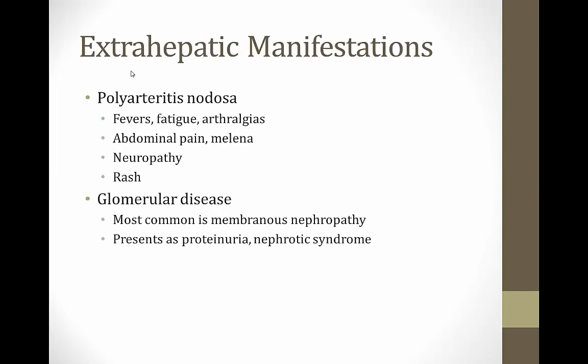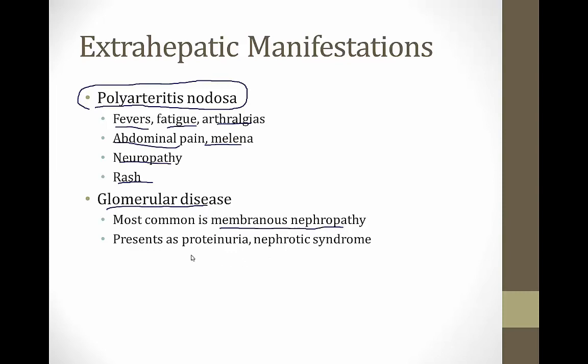There are two extrahepatic manifestations of hepatitis B that it's high yield to remember. The first one is called polyarteritis nodosa. I talk about this in the vasculitis module under the cardiology section. These patients have fever, fatigue, arthralgias. They often get abdominal pain and have melena in their stool. They will have neuropathy and they will have a rash. The second extrahepatic complication is glomerular disease. The most common presentation of glomerular disease in hepatitis B is a membranous nephropathy, and this presents as proteinuria and the nephrotic syndrome, and I talk about this in the modules on kidney disease.